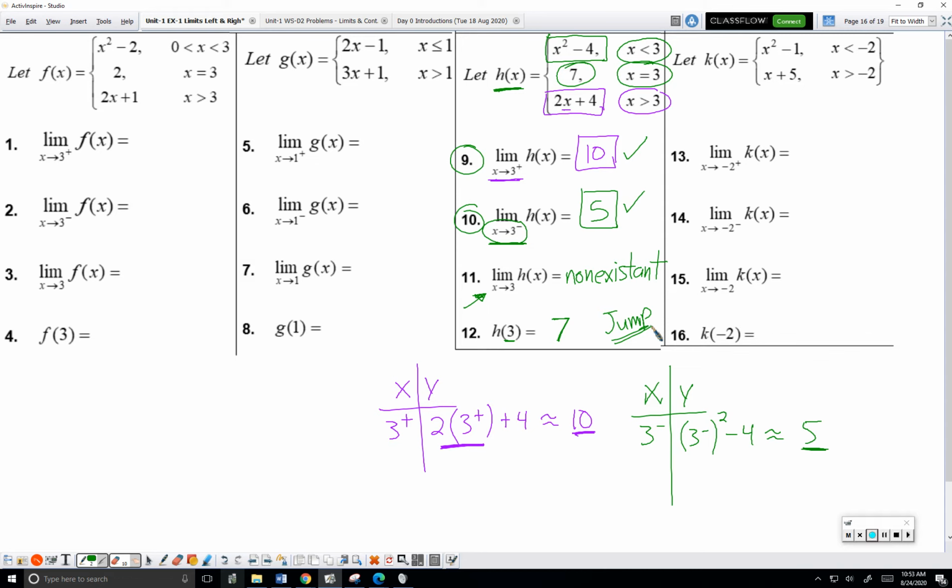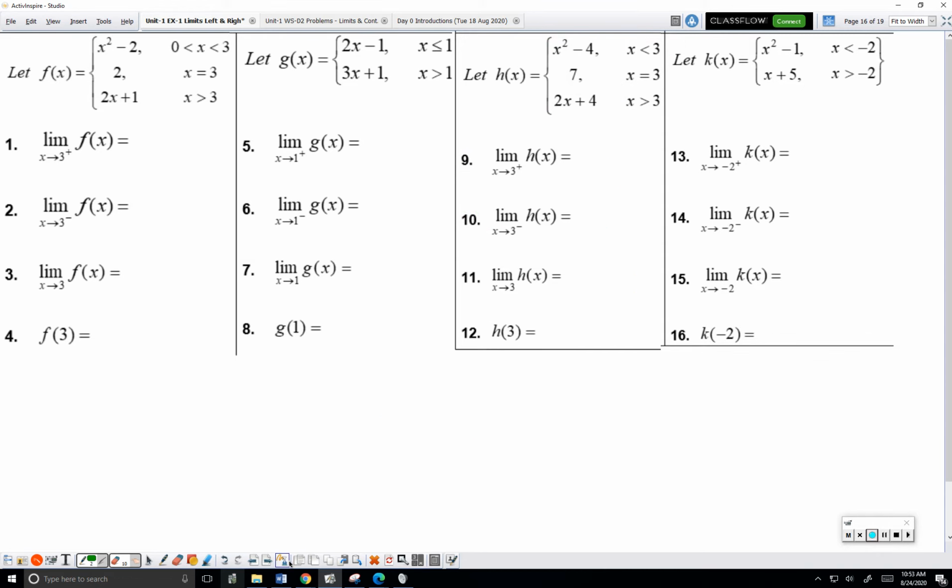Okay, last one here. Okay, so we have the limit as x approaches -2 from the positive side. So that means we are slightly greater than -2. So x is slightly greater than -2. So we use this formula.